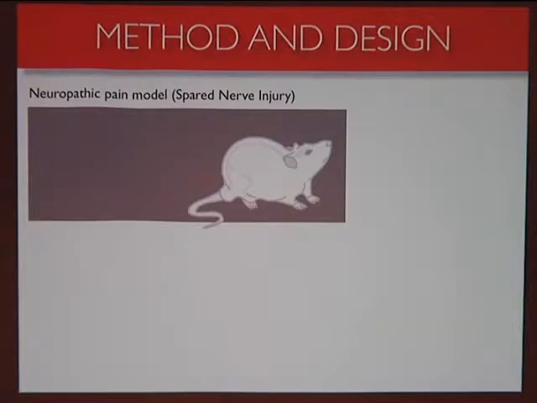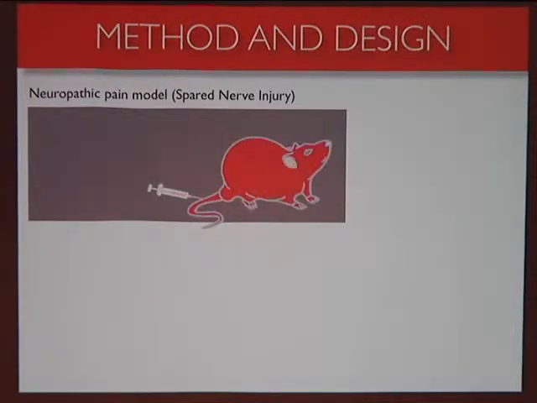And we administered this radio-labeled saxitoxin in a neuropathic pain model. This is the spared nerve injury model, which is a widely used neuropathic pain model. It basically involves cutting two out of the three branches of the sciatic nerve, and then we let the animal heal, and then we do von Frey testing to confirm allodynia in this animal.